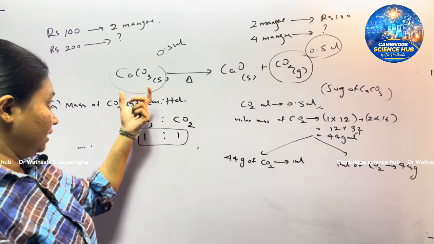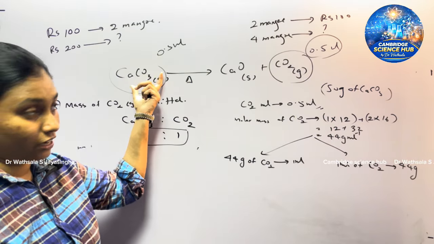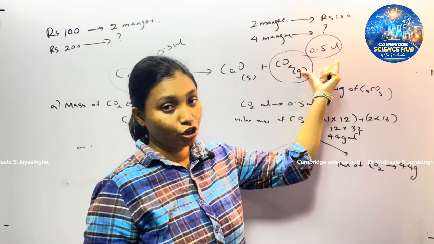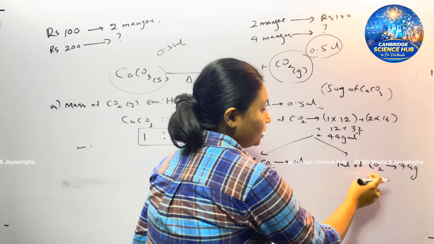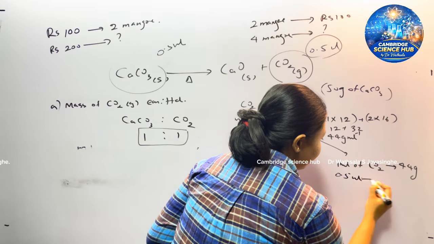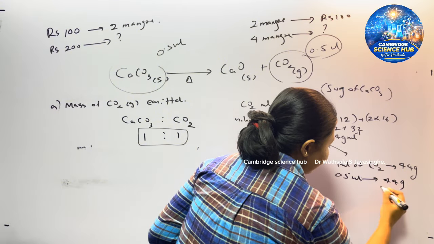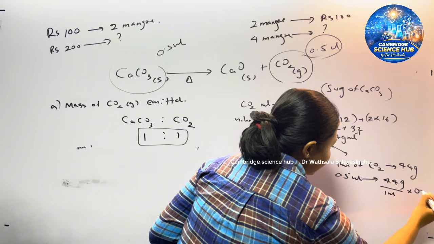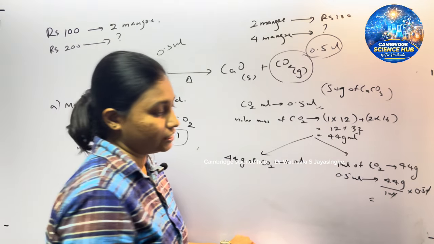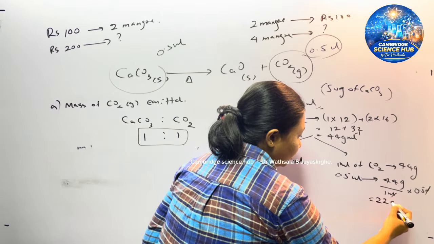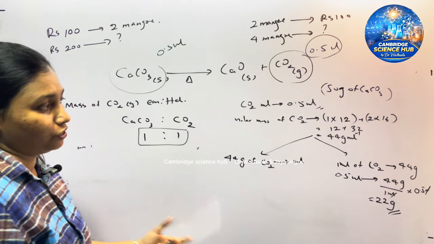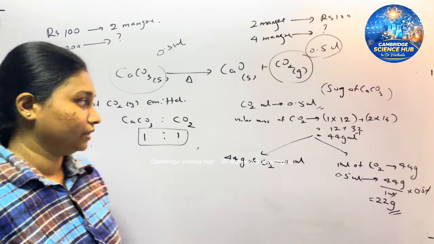So since 0.5 moles of calcium carbonate is there, according to the ratio we found, carbon dioxide mole will be 0.5 mole. So 1 mole contains 44 grams. In 0.5 moles, what we have to do? 44 grams divided by 1 mole multiplied by 0.5 mole. Mole to mole gone. 44 multiplied by 0.5 will be 22 grams. So for the question number A, answer will be 22 grams.